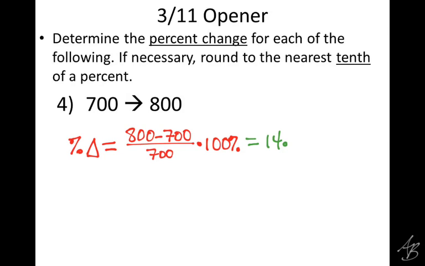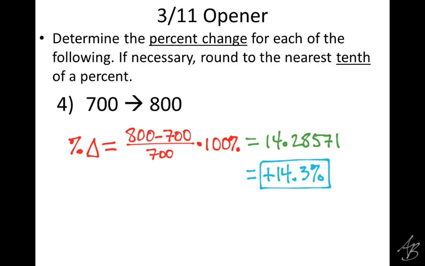14.28. That looks kind of familiar, doesn't it? Does that look familiar to you guys? Yeah. It's the same thing we got on the last one, right? Why did we get the same answer? We know how to round this, right? It's a plus 14.3% change. Why did we get the same answer even though these numbers are really different?